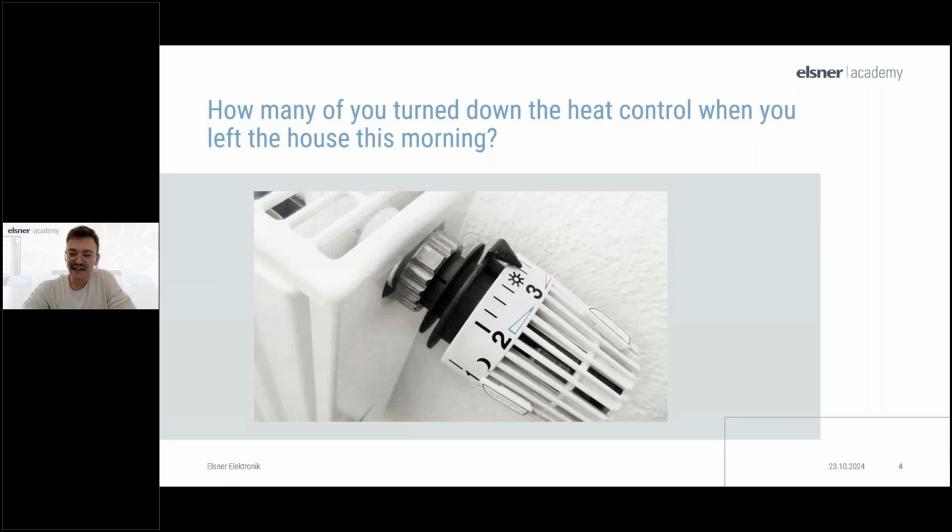All right. So I would make a quite good guess, I would say. How many of us did turn down the heat control this morning? Probably most of us did not.